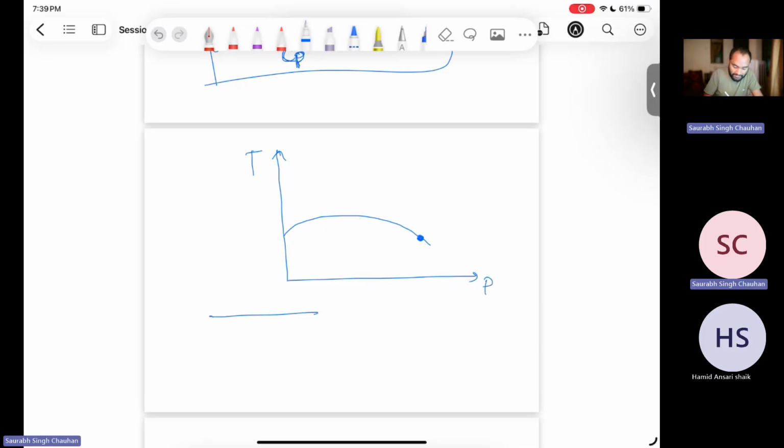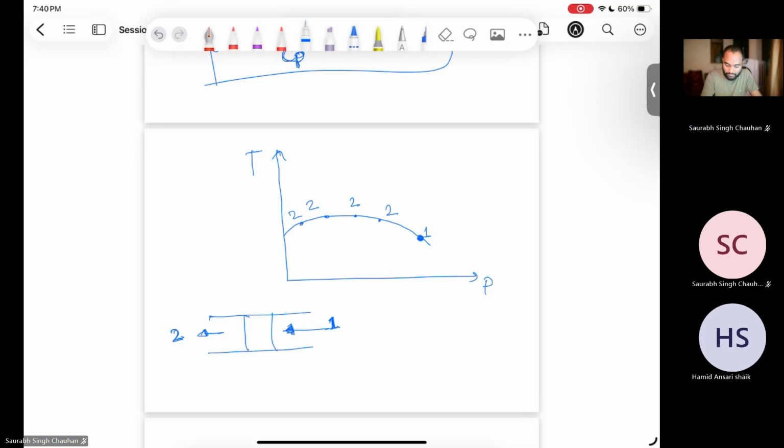So let us say we have this particular throttle valve, and a gas enters here. So this is point 1. The gas enters here, and it comes out from this point. This is point 2. So this is point 1 and this is point 2. Point 2 can be here also, or here also. It can be anywhere depending on the amount of throttling you are doing, that is, how much the pressure is dropping.